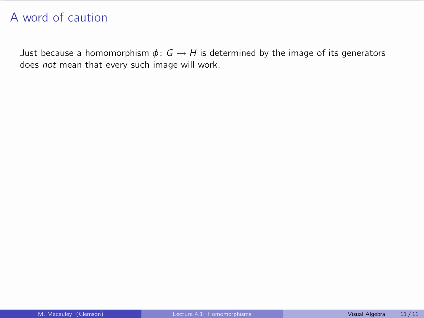Let's finish with a word of caution. Just because a homomorphism phi from G to H is determined by the image of the generators of G does not mean that every such image will actually define a homomorphism. For example, let's try to define a homomorphism phi from Z3 to Z4 by sending 1 to 1.